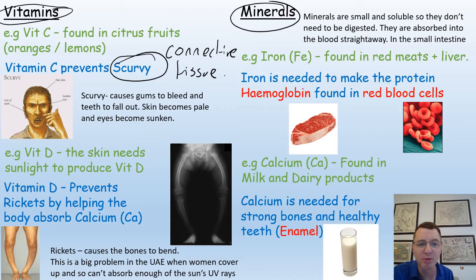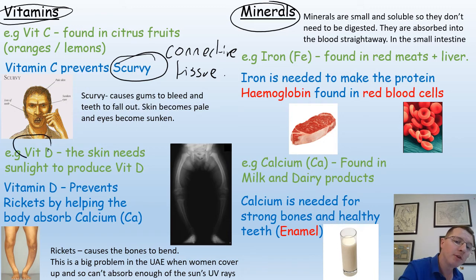Your skin becomes very pale, your eyes become sunken, and you might be referred to as a pirate, with the nickname a scurvy dog. But really, you have a deficiency disease called scurvy.